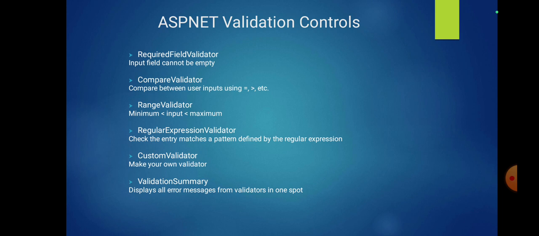Okay. Next, what are the validator controls available in ASP.NET? The validation controls available in ASP.NET are: number 1, required field validator; number 2, compare validator; number 3, range validator; number 4, regular expression validator; number 5, custom validator; and number 6, validation summary. Now we have to discuss them one by one.